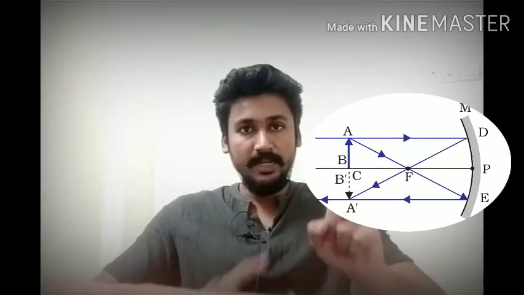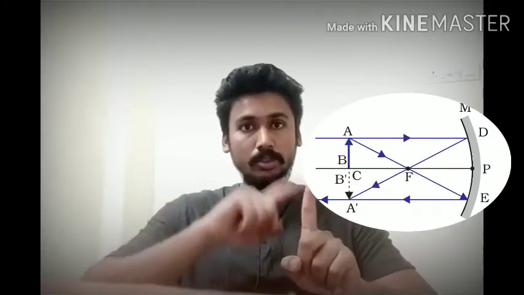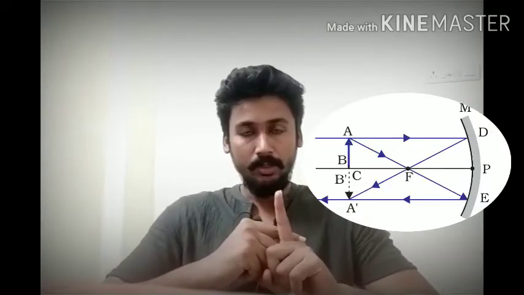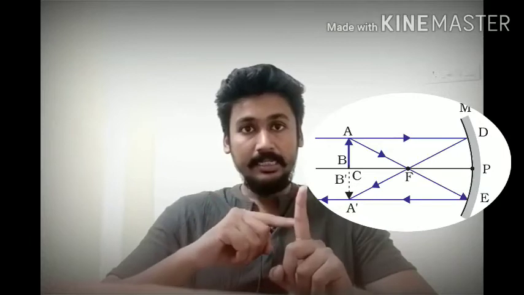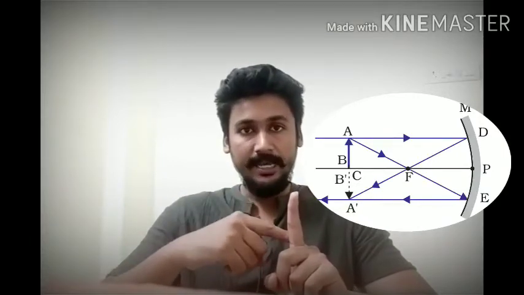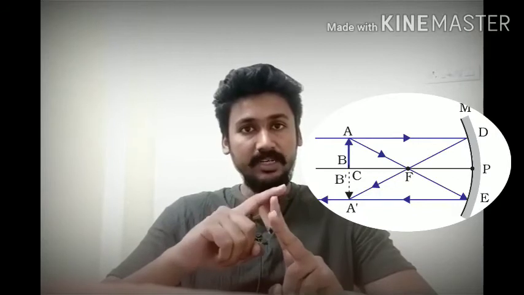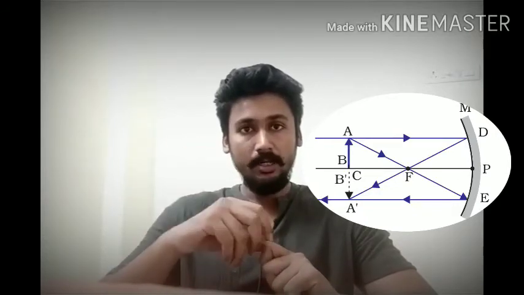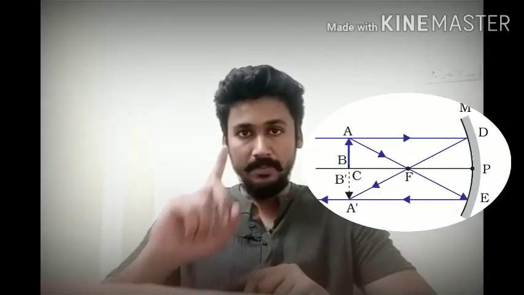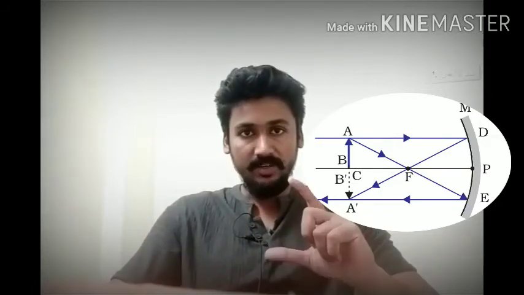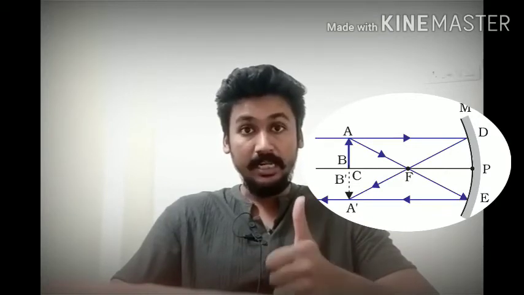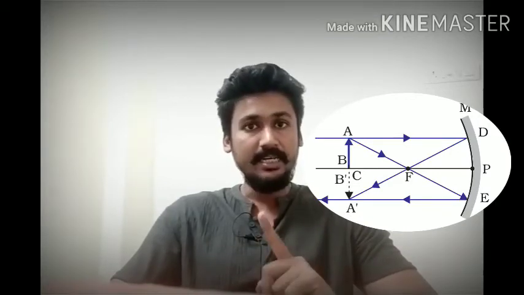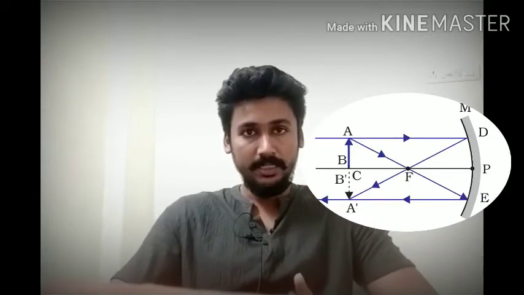So if the object is placed on the center of curvature, the image is also formed at the center of curvature. The nature of the image will be real because again it is in front of the mirror. Next it will be inverted as you can see in the diagram. And the size of the image is the same as that of the object. So if the object is placed on the center of curvature, the image is also formed at the center of curvature. The nature of the image is real and inverted and the size is the same as that of the object. Clear? So this is case number 3.